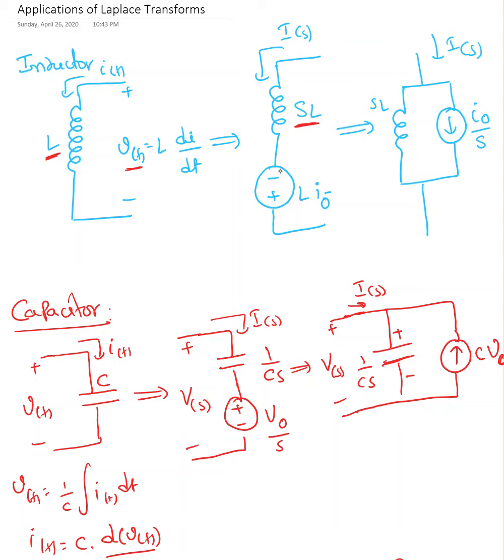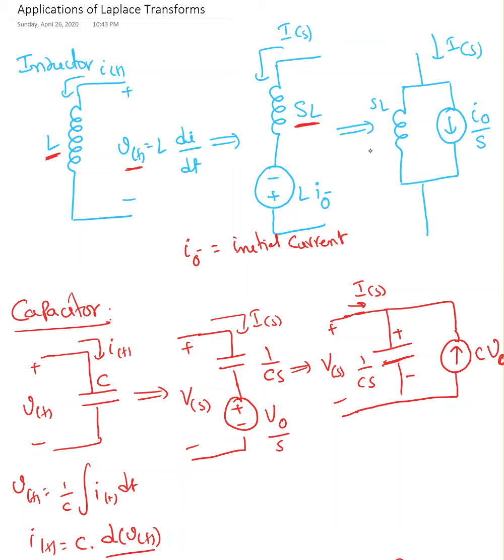Okay, and if there is any initial current passing through it, that value is L times I0 minus. That I0 minus is the initial current. Some problems we might have where the initial current is 0, so you're going to end up having only SL. That value is going to be 0.